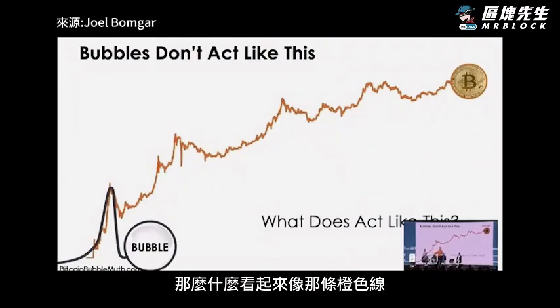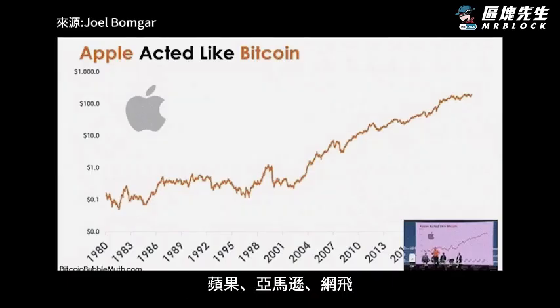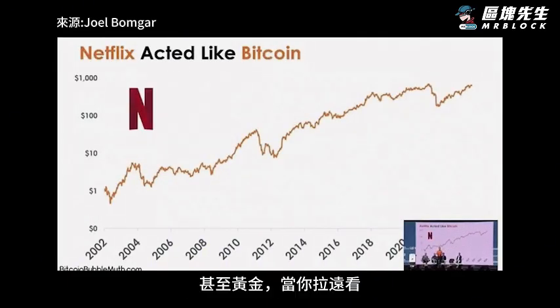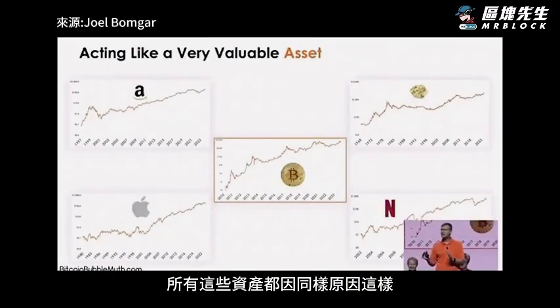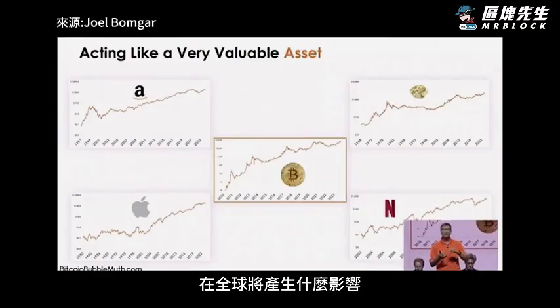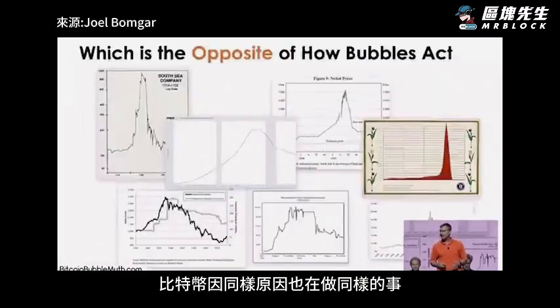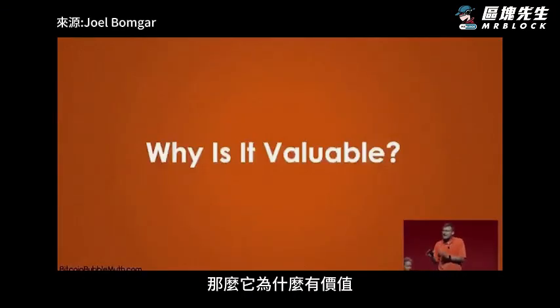So what does look like that orange line? Well, it turns out every high-value asset that has ever become a trillion-dollar industry or asset looks just like that on a logarithmic chart. Apple, Amazon, Netflix, even gold, when you zoom out, goes through the same pattern. And all of these assets do it for the same reason. The marketplace is trying to figure out how big of a deal is this asset, how big of a deal is this industry, and what role will this commodity, technology, or company play in the global world. Bitcoin's doing the same thing for the very same reason, which is the opposite of how any bubble in human history has ever behaved.